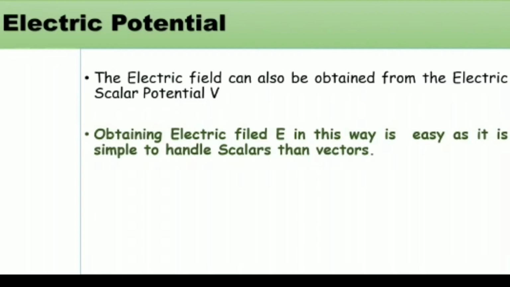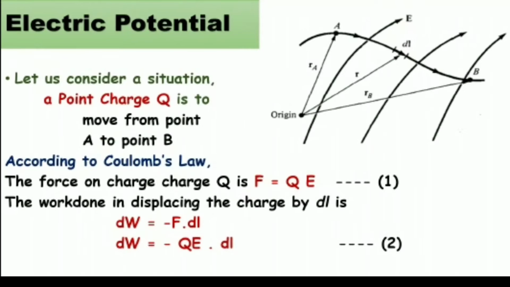Obtaining this electric field capital E in this way is much easier as compared to our previous case, because it is simple to handle scalars than vectors. Due to that reason, it is easier to determine electric field with the help of electric scalar potential.